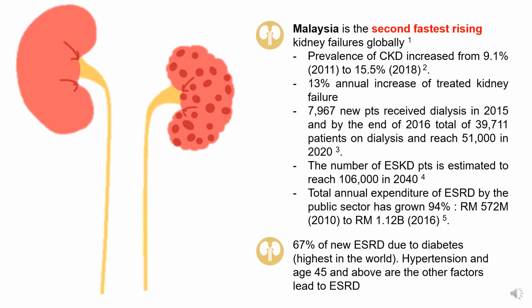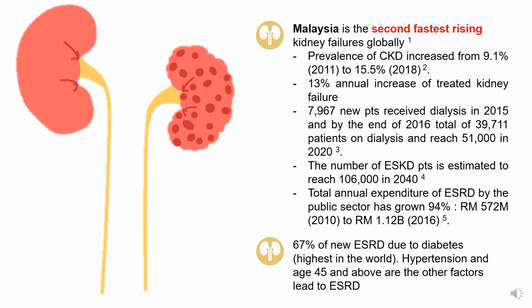The prevalence of chronic kidney disease in Malaysia was 9.1% in 2011 and up to 15.5% in 2018. Based on the Malaysian Dialysis and Transplant Registry, it was reported that 7,967 new patients received dialysis in 2015. And by the end of 2016, there were 39,711 patients on dialysis.